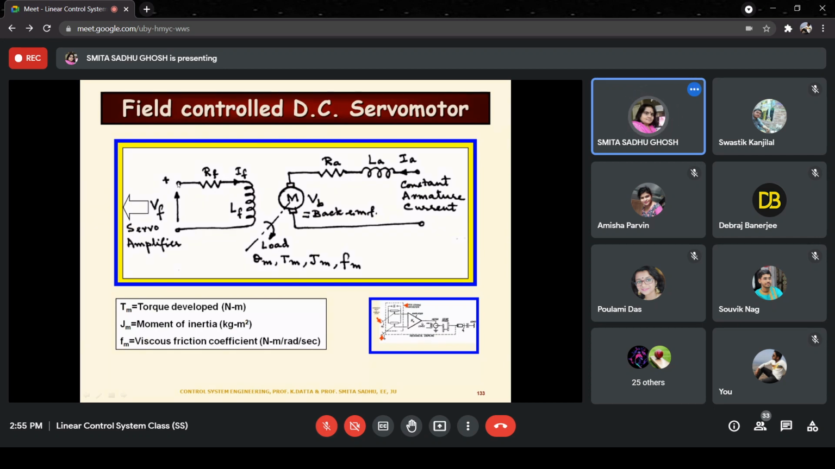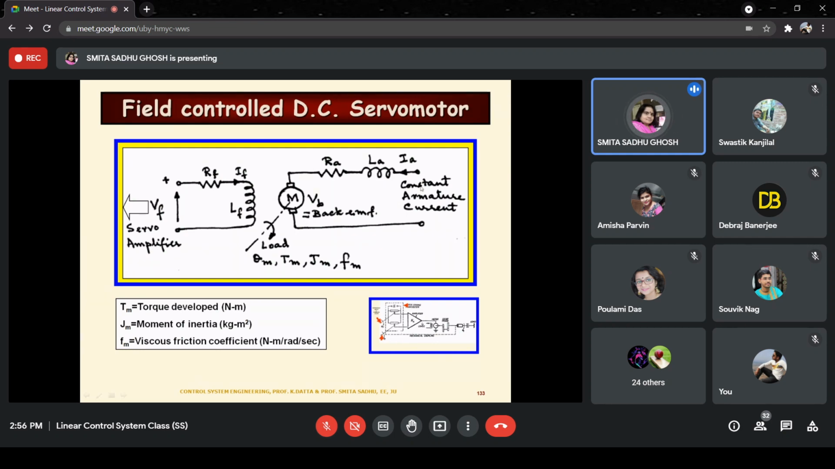Now, since VF is being applied across the field terminals, let us describe the field circuit. In the field circuit, the field winding and the resistance are shown separately. The inductance of the field side is denoted as LF, the resistance of the field side is denoted as RF, and IF is the current in the field circuit. So VF and IF are respectively the voltage and the current in the field circuit, and RF and LF are the resistance and inductance respectively. Now coming to the armature side.